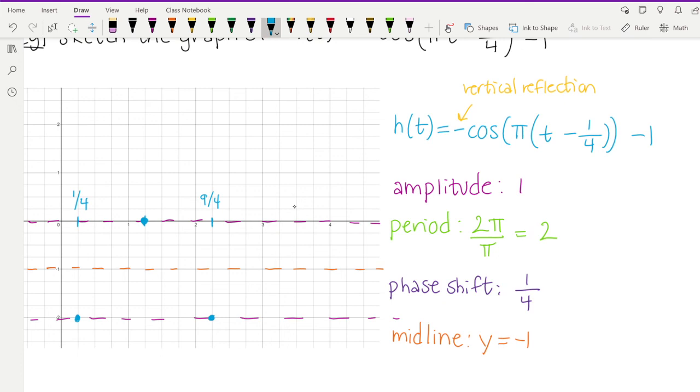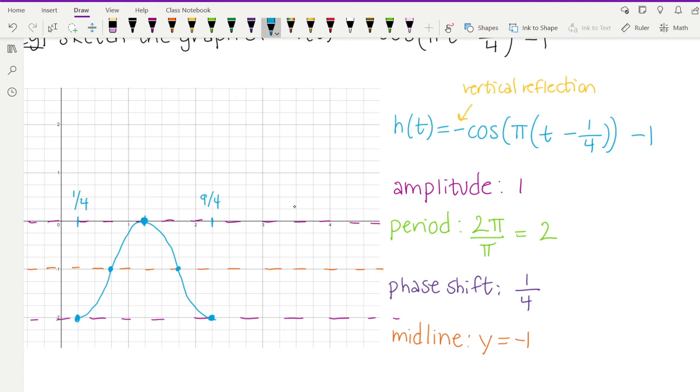Then the last thing we need to do is find the places where it crosses the midline. And so that's going to happen halfway between the minimum and the maximum of each of these pairs. And so we're going to have one point here and another point here. And so now we can fill this out, remembering that the graph should have a curved shape. And so that's our function.